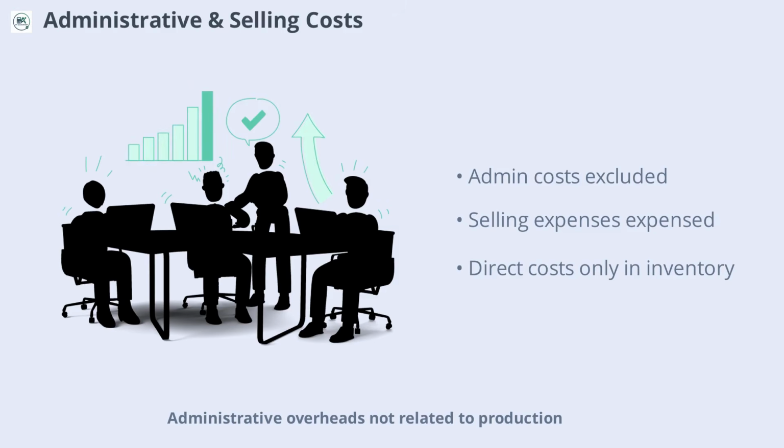Administrative overheads not related to production, like office salaries or general management expenses, are not included in inventory cost. Similarly, selling and distribution expenses, such as advertising or delivery to customers, are always expensed in the period incurred. This separation ensures that only costs directly tied to bringing inventory to its present condition are capitalized.